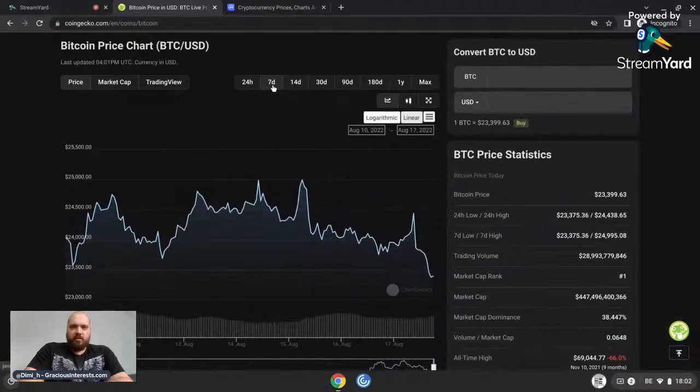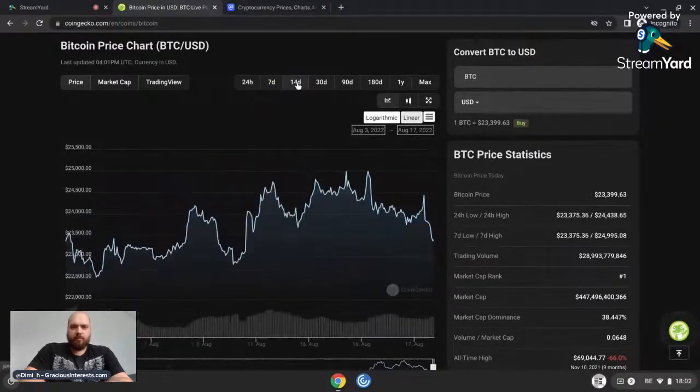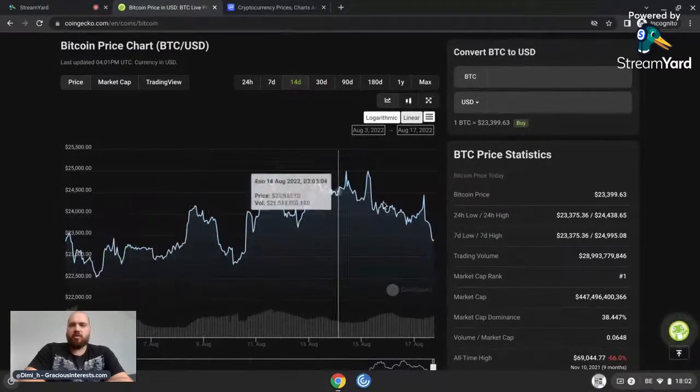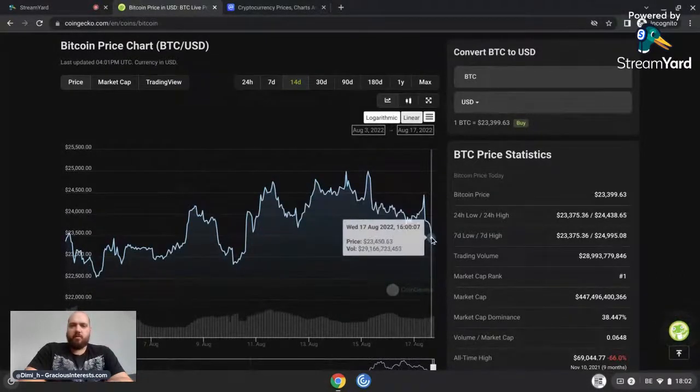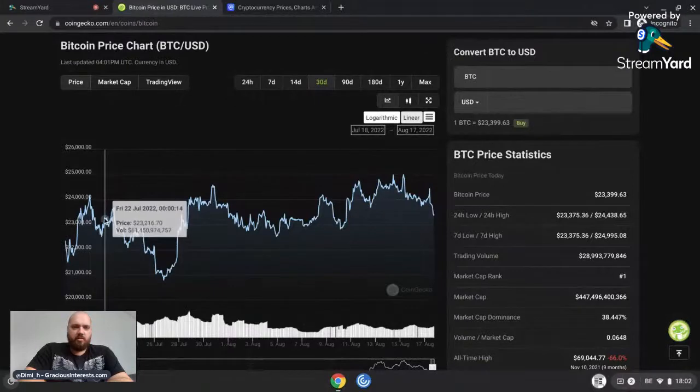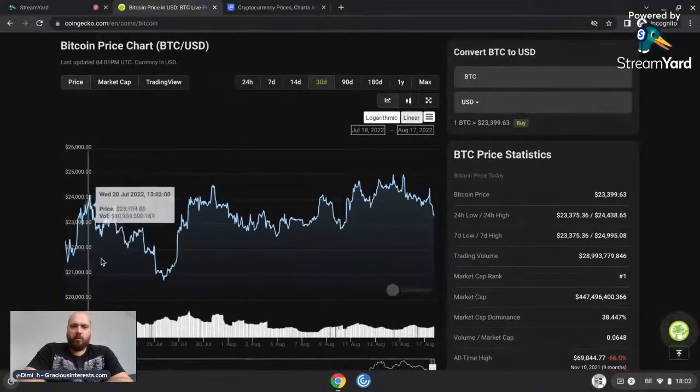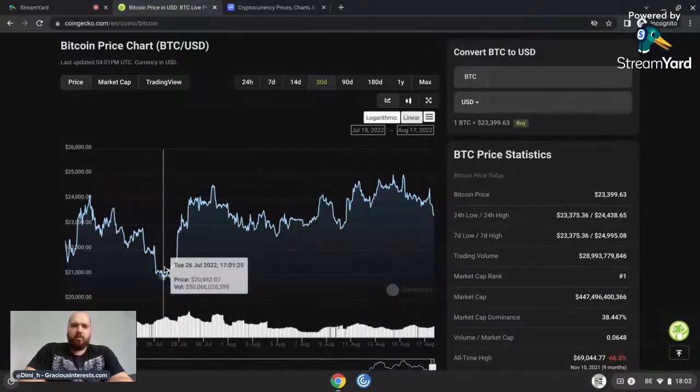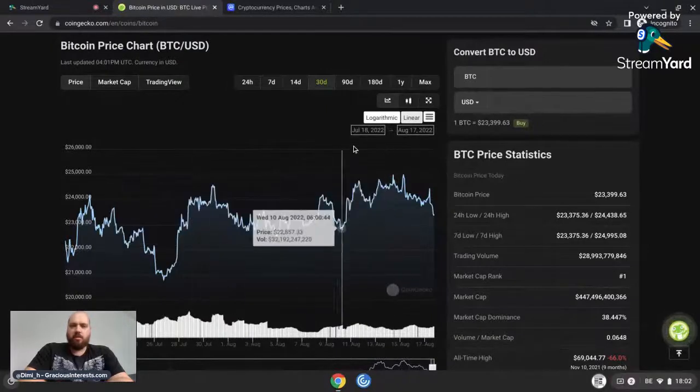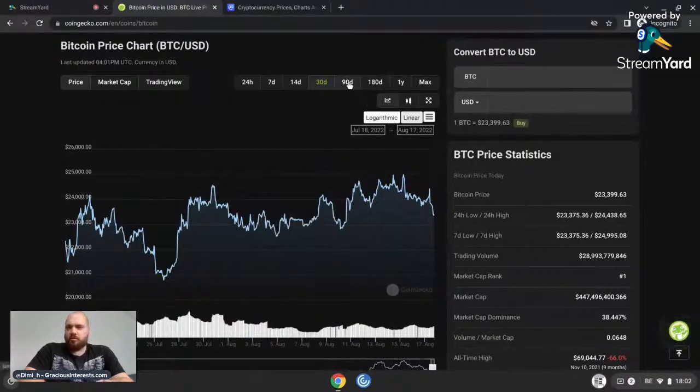Keep in mind the graph you're seeing. On the weekly, something akin to this, seeing something relatively stable. 14 days, some bullish trends here with a seemingly lower high being established. Look at 30 days, so 1 month. Heavy dip here towards 21k, then recovery. Bullish sentiment, very subtle.